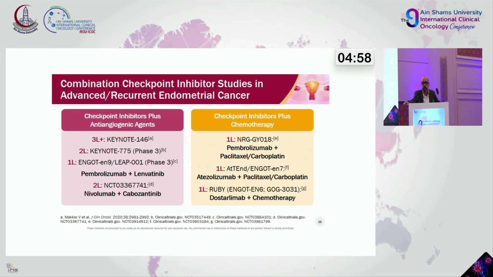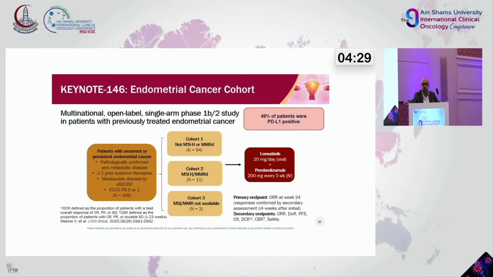So here is a summary of the combination of checkpoint inhibitors in advanced recurrent endometrial cancer. In third line, we have the KEYNOTE-146. In second line, we have the KEYNOTE-775. In the first line, we have the LEAP-001, pembro plus lenvatinib. In second line, we have nivo plus cabozantinib, and we have ongoing trials of checkpoint inhibitors plus chemotherapy: pembro plus paclitaxel carboplatin in first line, the ATTEND trial, atezo plus paclitaxel and carboplatin in first line, and the RUBY study, dostarlimab and chemotherapy.